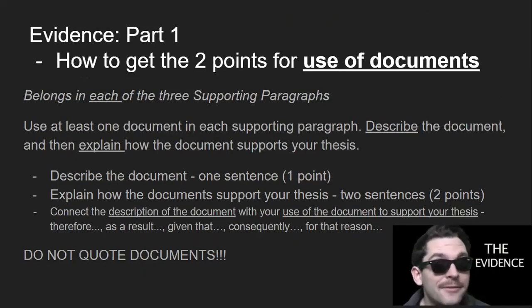Now, how do you get your points for evidence? There are 2 different ways that you get points for evidence. One is your use of the documents, and the other is outside evidence. First, I'm going to talk about use of documents on this slide, then I'll talk about outside evidence on another slide. You get 2 points for your use of documents. Now, you need to have this in each of your supporting paragraphs. If you have 3 supporting paragraphs, 3 different topics, each topic supports your thesis, every single one of the supporting paragraphs should have at least 1 document in it as evidence.